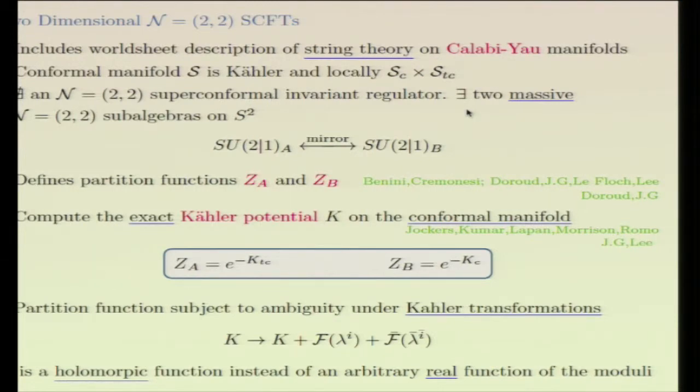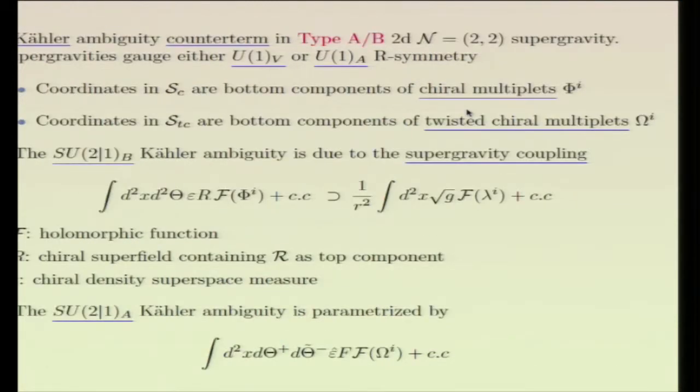Okay? So now we want to understand how to think of these ambiguities from this supergravity local counterterm point of view. And the way you construct that is essentially by constructing a counterterm in the corresponding supergravity theory. So there are two supersymmetric two-spheres, let's call them A and B. These are associated as supersymmetric backgrounds in two different theories. They're called supergravity A and supergravity B. Okay? Then you represent the coordinates in the two factors of the moduli space as bottom components of the relevant multiplets. In one case, it's chiral multiplets. The other one is called twisted chiral multiplets.